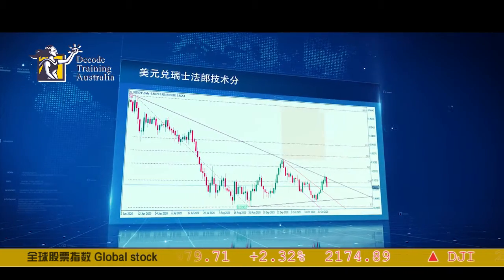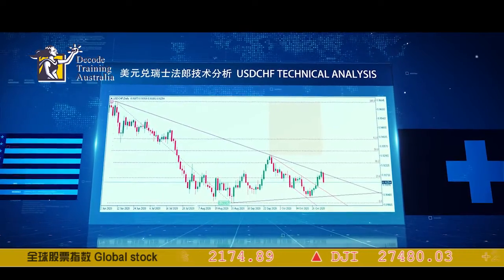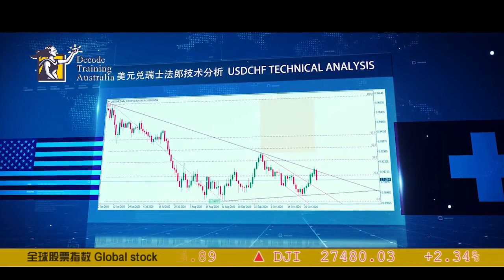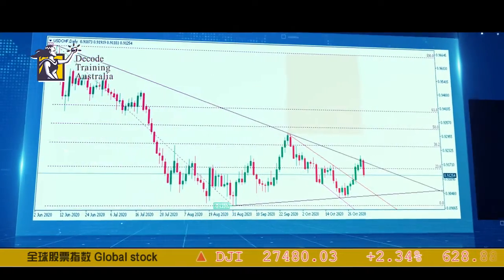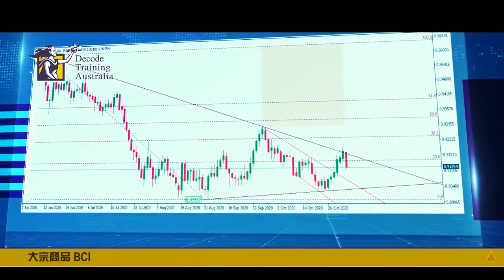So now we're moving on to the US Swiss analysis. The US dollar nosedived against the Swiss Franc on Wednesday, decreasing the price of the pair to less than 0.9200, ahead of the release of US Non-farm Payroll news. That's right. Look, the USD Swiss is currently hovering around the 0.9125 level.